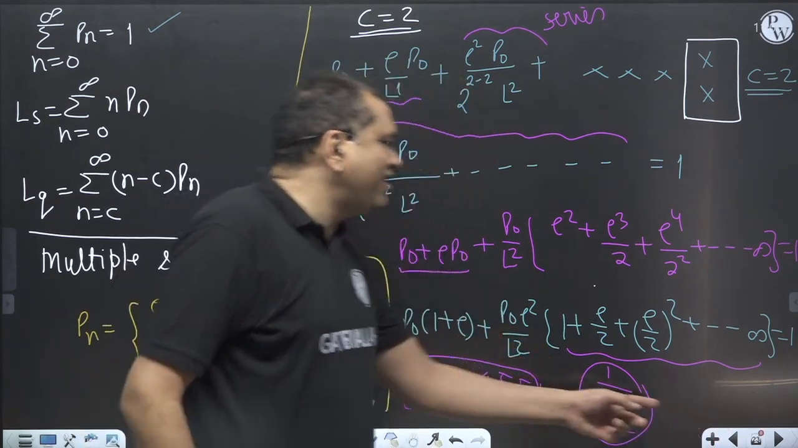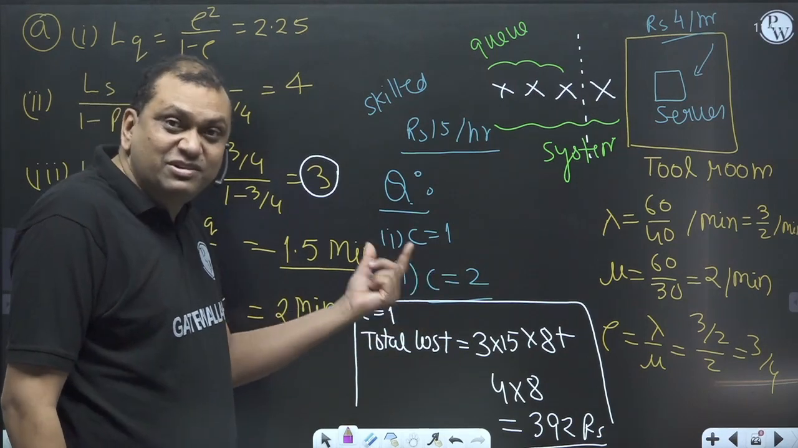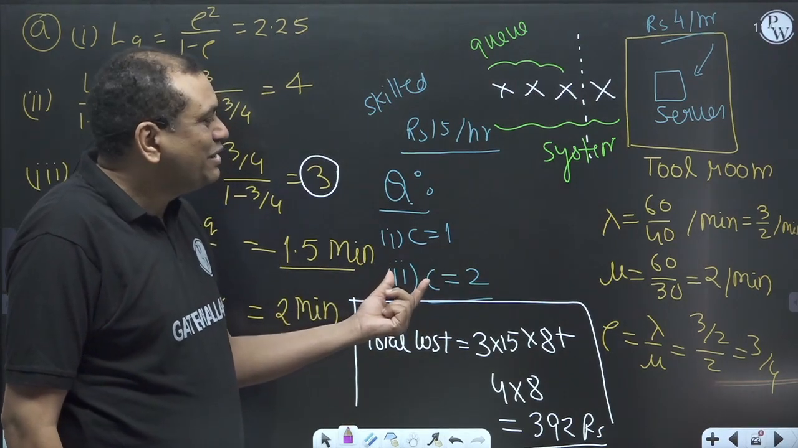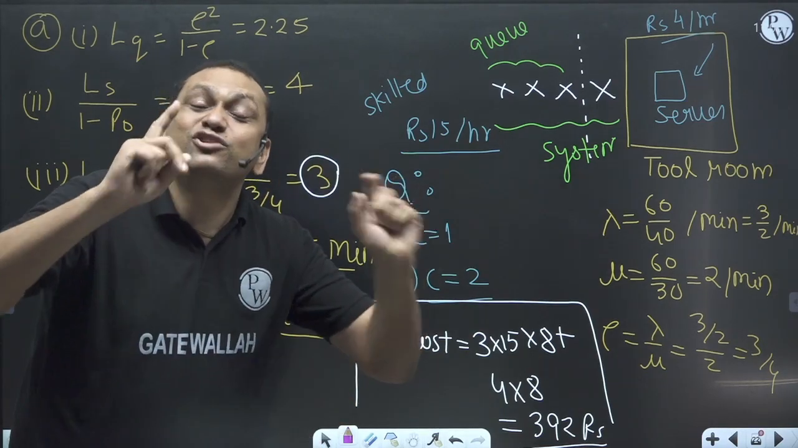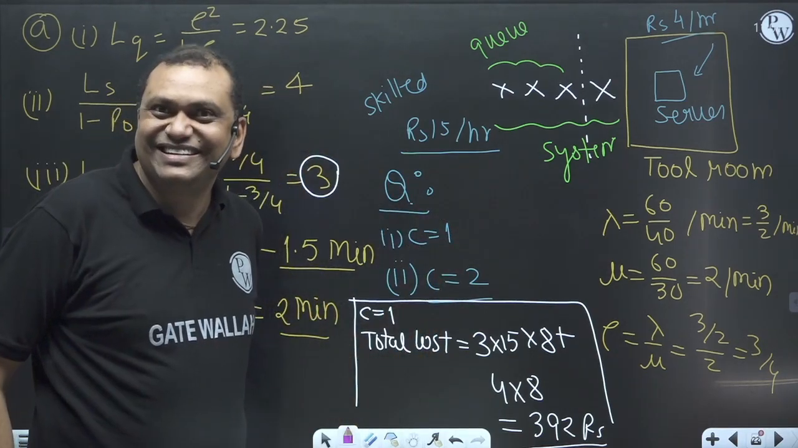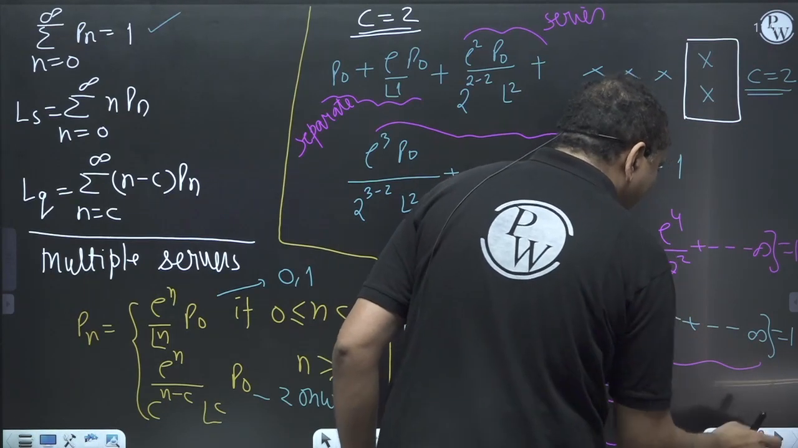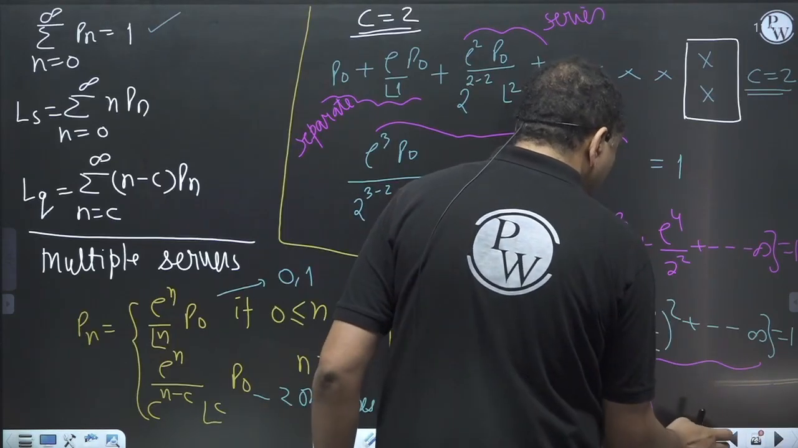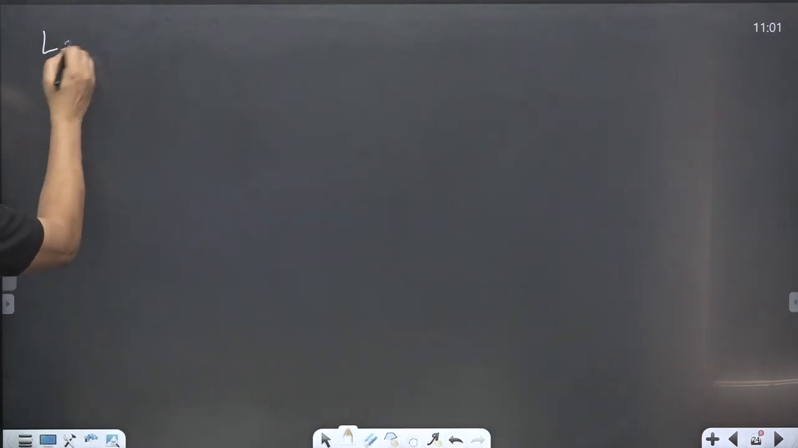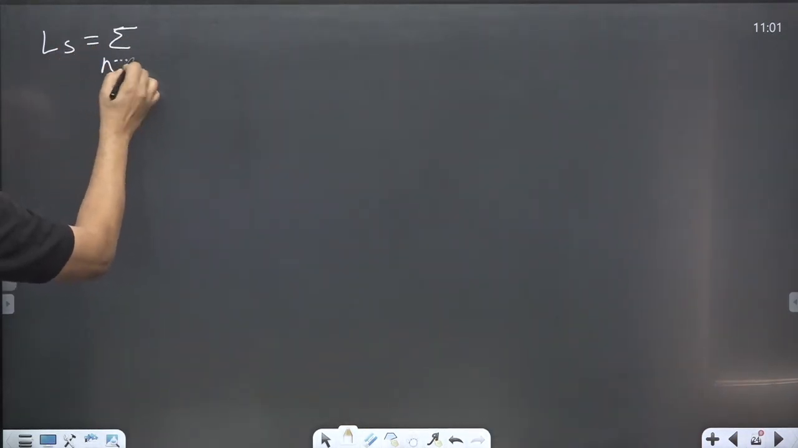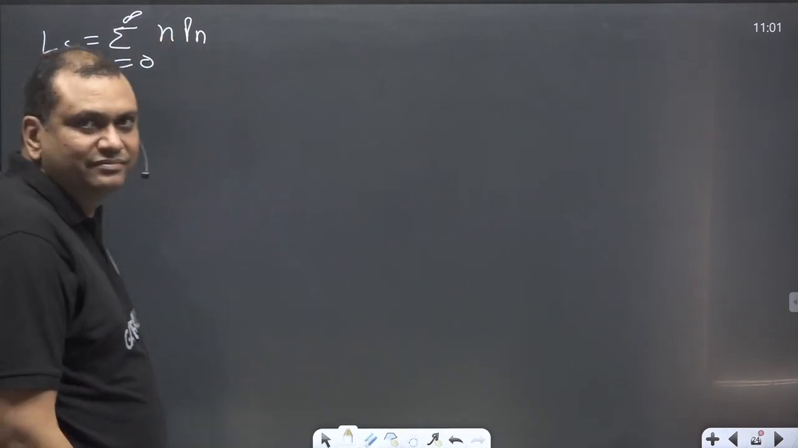So P naught is 0.455. To compare the cost, if there are two servers, I should be in a position to calculate LS. Only then I will be able to compare the cost. So now LS is summation n equals 0 to infinity n Pn. That's what it is.